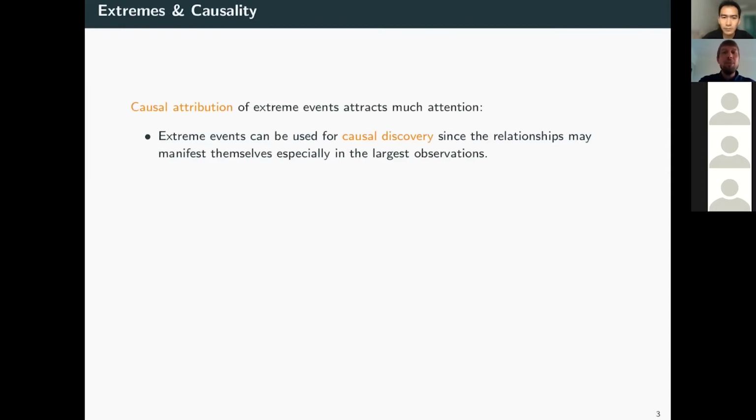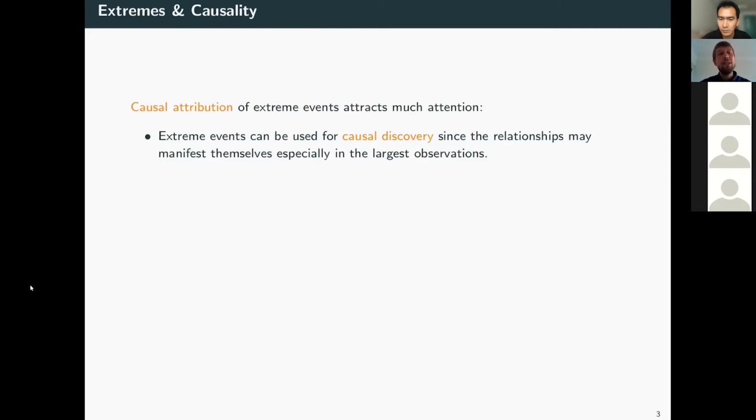Of course, at this conference and also in general, there's a high interest in causal attributions, especially in times of changing climate, weather extremes, and financial crises. There is a lot of public attention on trying to give a causal meaning to extreme events and to find out which are the causal drivers of, say, climate extremes like heat waves or floods.